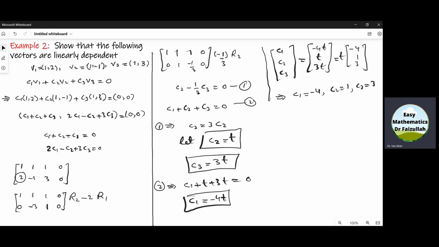But this system has an infinite number of solutions. So this implies that the vectors v1, v2, and v3 are linearly dependent. That's all.